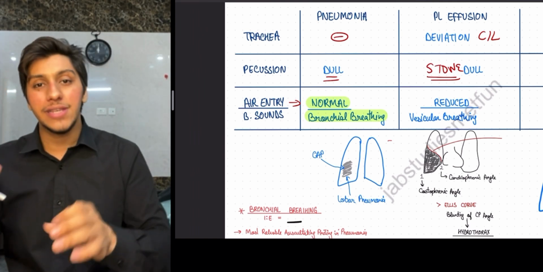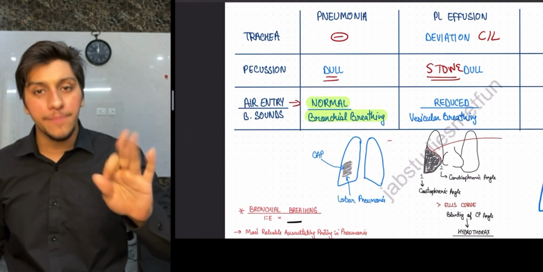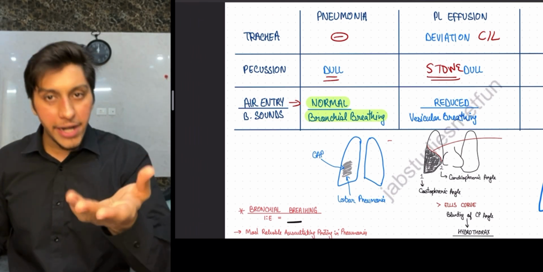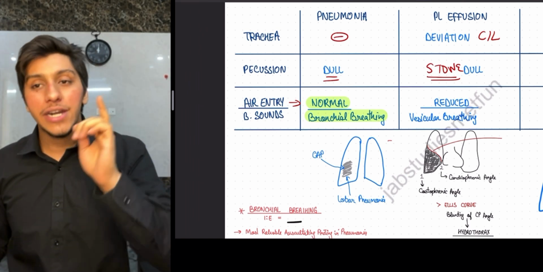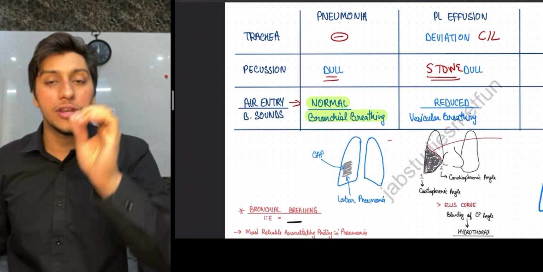What they're trying to say is it is like 3 seconds of expiration and 1 second of inspiration. Try it yourself. Whenever you breathe, usually you take more time for expiration. So that is normal. That is going to be your vesicular breath sounds.